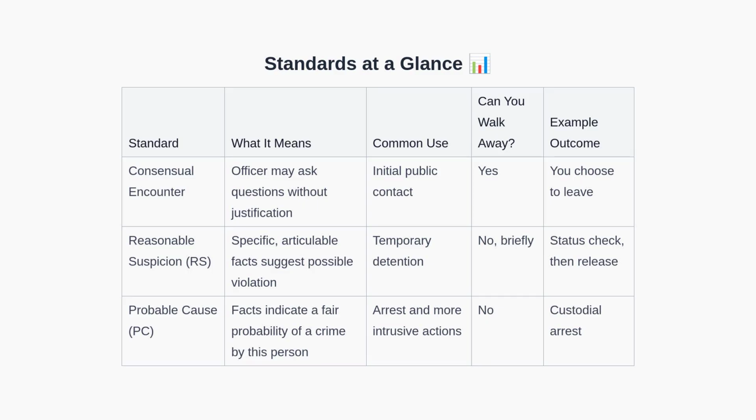This table summarizes 3 tiers. A consensual encounter requires no justification and allows the person to walk away. Reasonable suspicion is based on specific and articulable facts, suggesting possible violation. It justifies a brief detention, during which you are not free to leave. Probable cause indicates a fair probability that the person committed a crime and supports an arrest, as well as more intrusive investigative steps. These categories align with the trajectory from approach to detention to potential arrest.